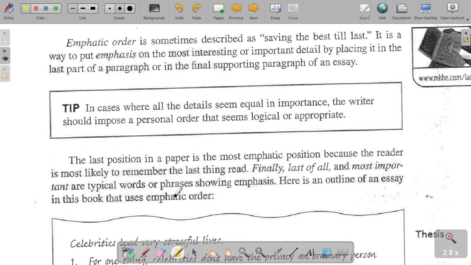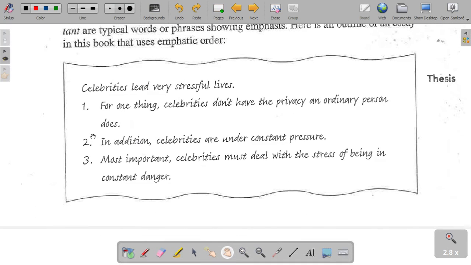So emphatic order is the second type of organizational pattern. It's basically saving the best till last. So you start with your least strong point and you end with your strongest point. And it's a way to put emphasis on the most interesting or important detail by placing it at the end. Because, of course, most people, what do they remember about your essay? The end. They remember what comes last.